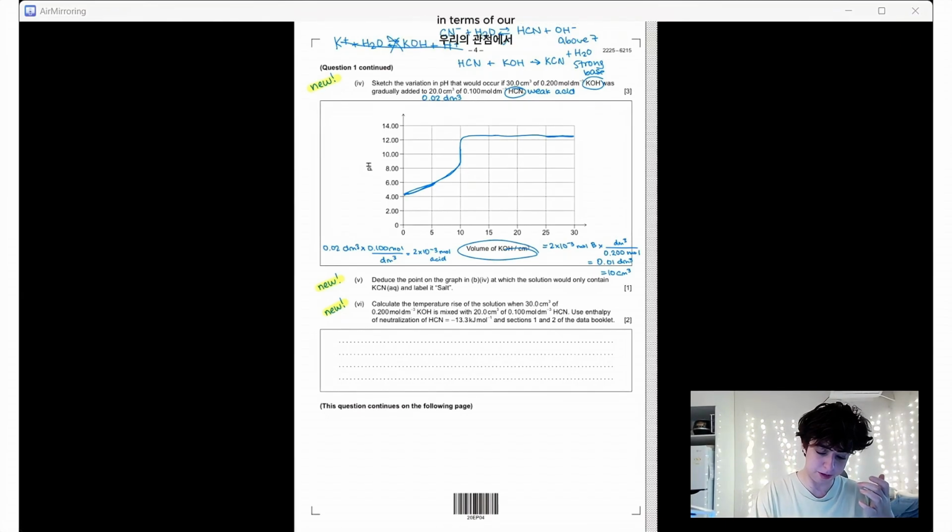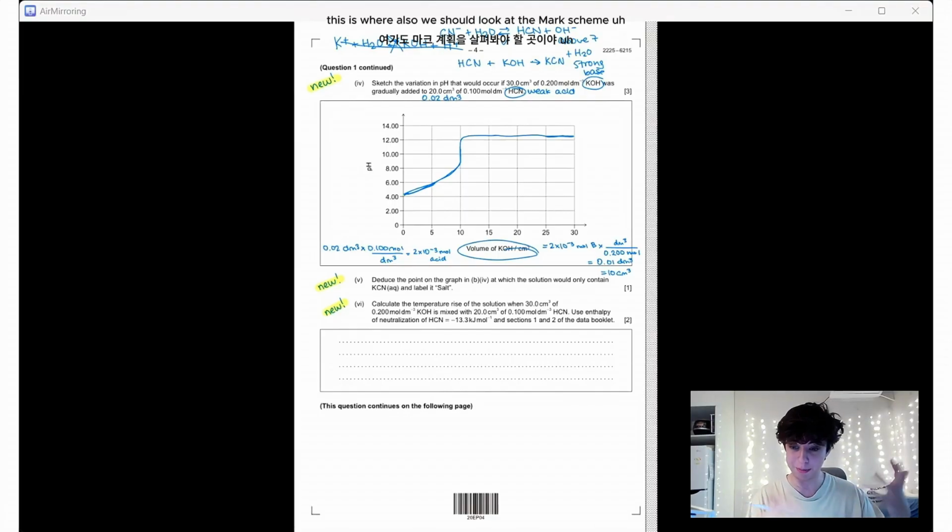This is where we should also look at the mark scheme. Not the mark scheme, but the number of marks. The number of marks here is 3. And so for pH curves, it tends to be first plateau, second plateau, as well as the equivalence point, the volume and the pH. So that makes sense.